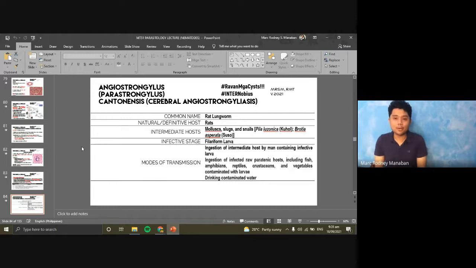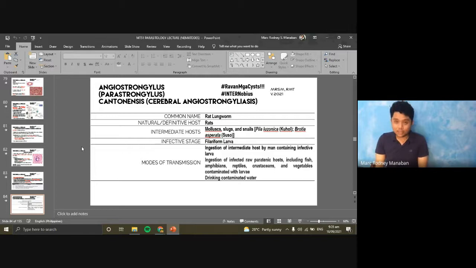The infective stage is still the filariform larva. And as you can see, for humans we have different modes of transmission. The first one is ingestion of the intermediate host, like snails and slugs, accidentally, or in dishes that are raw or undercooked. Next is ingestion of raw paratenic hosts, like fish, amphibians, reptiles, crustaceans, and vegetables that slugs or snails may have crawled on. And another one is, of course, drinking contaminated water.